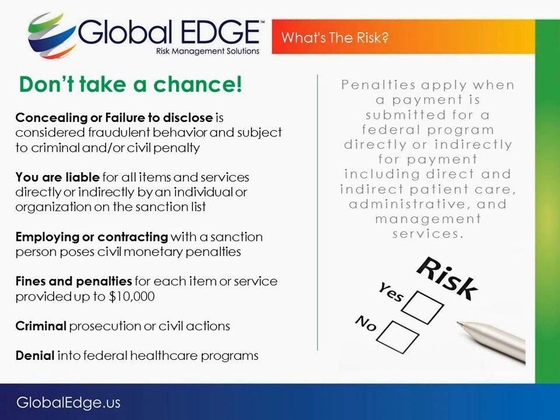Here are some considerations. Concealing or failure to disclose you are doing business with a sanctioned supplier, once you discover it, can be considered fraudulent behavior and be subject to criminal and also civil penalties. You are responsible for making sure you are not employing an individual or entity on a sanction list. There can be fines for conducting business with a sanctioned supplier. There may also be criminal charges based on the severity of the violation. For healthcare organizations specifically, there's risk of not being allowed to operate with federal healthcare programs.